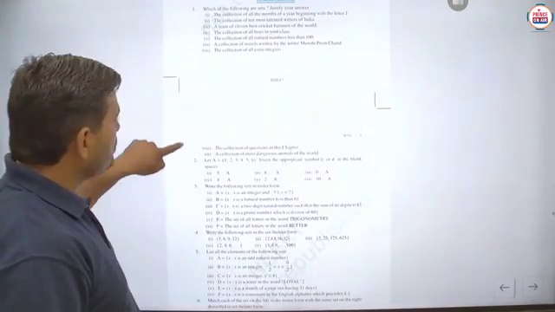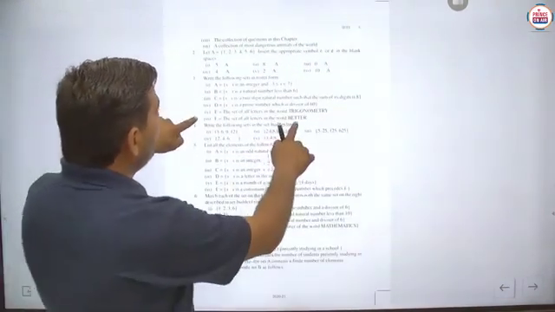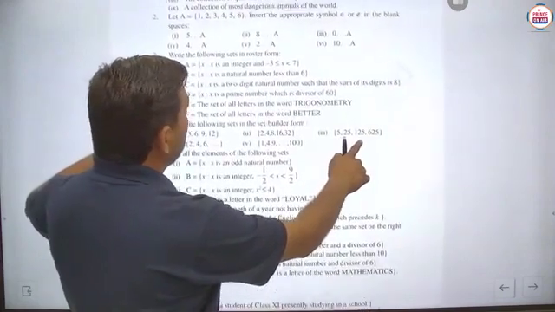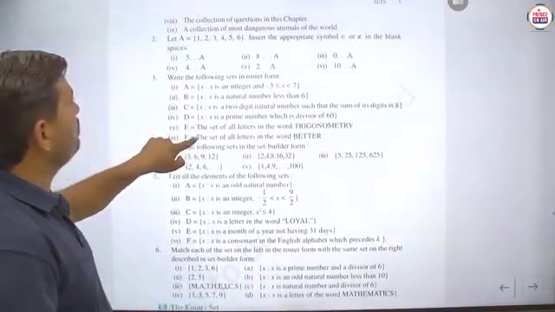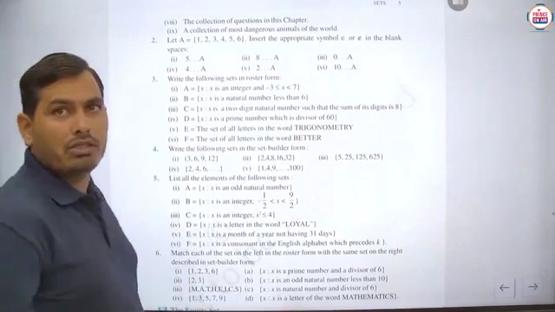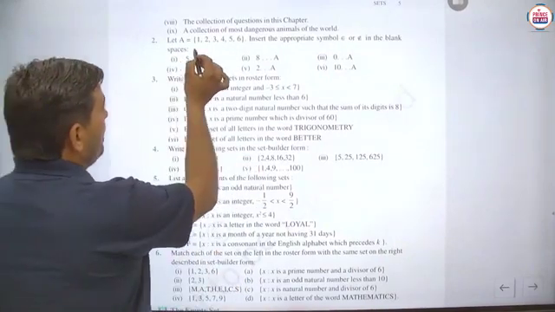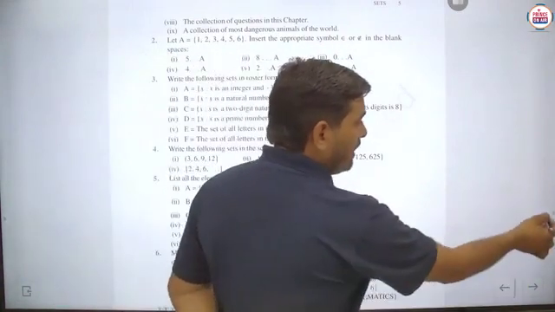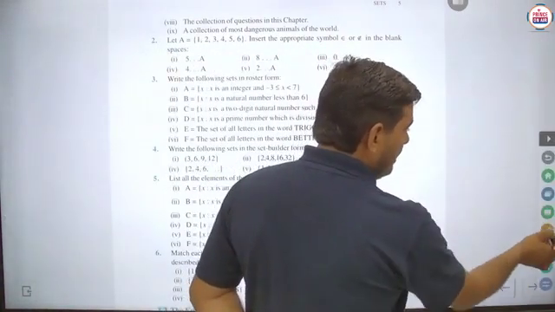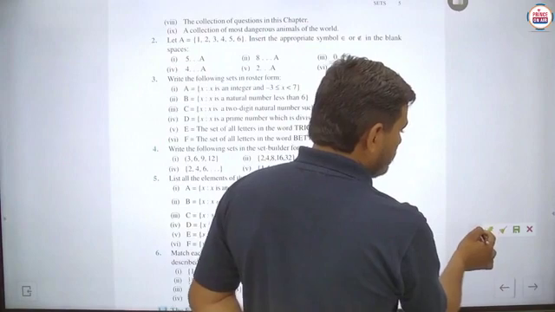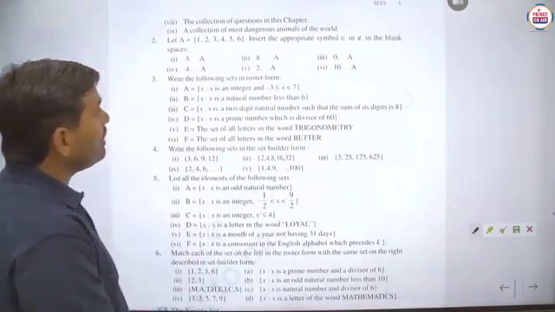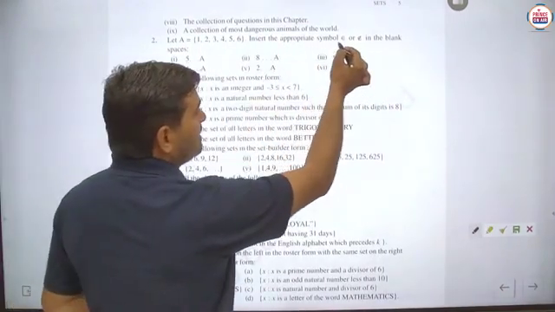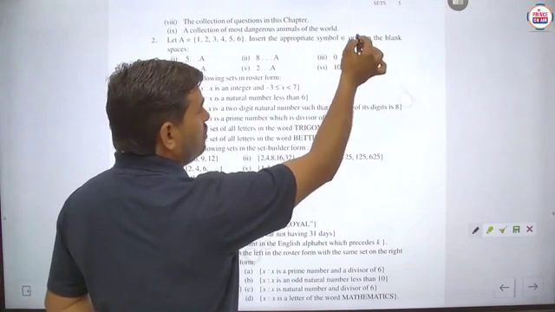So next, question number 2. In this question number 2, students, a set is given as 1, 2, 3, 4, 5, 6. Is it clear? If this question is taken, then insert the appropriate symbol: belongs to or not belongs to.